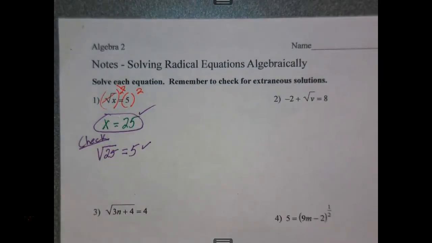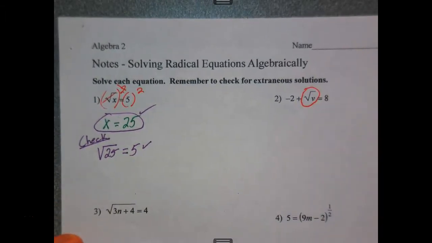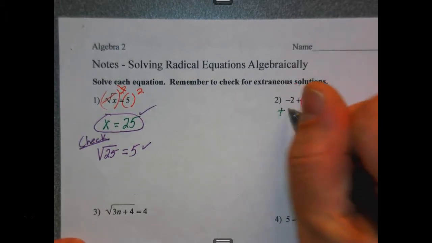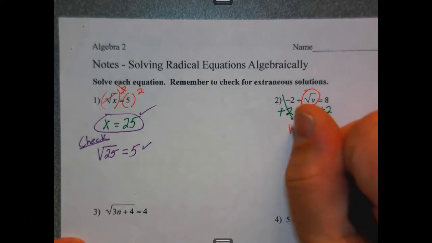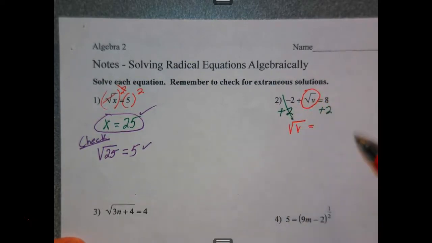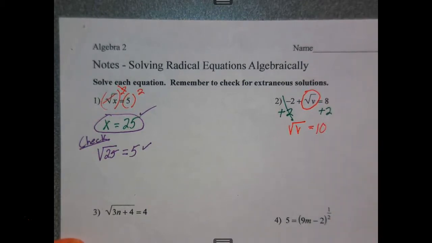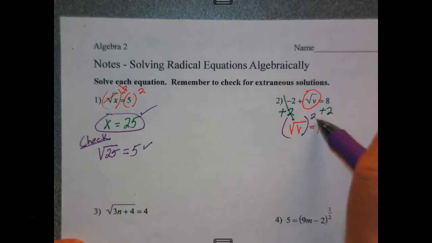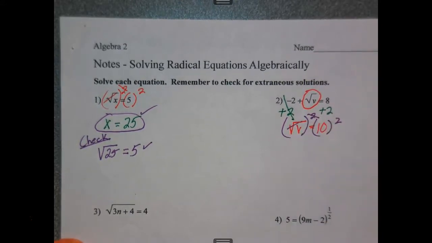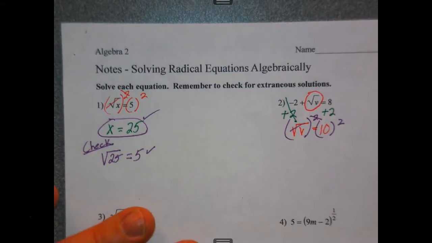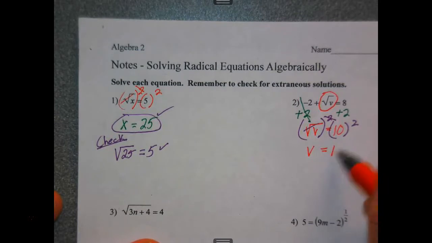I have negative 2 plus the square root of v equals 8. So I have to get the square root of v by itself. I'm going to add 2 to both sides. I get the square root of v equals 8 plus 2, which is 10. Now I have to get rid of my radical, so I'm going to raise it to the power of 2. The radical cancels out the 2, and I get v equals 10 squared, which is 100.